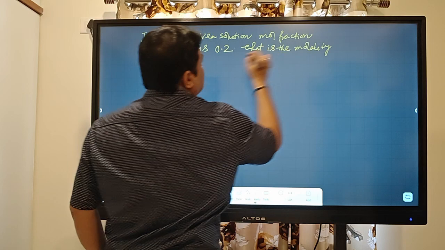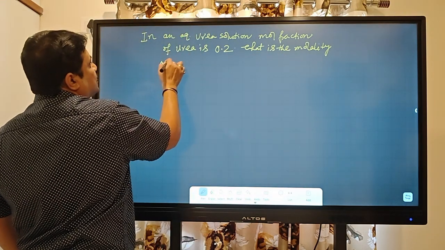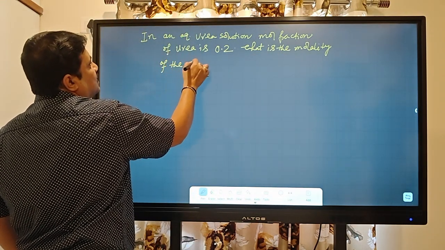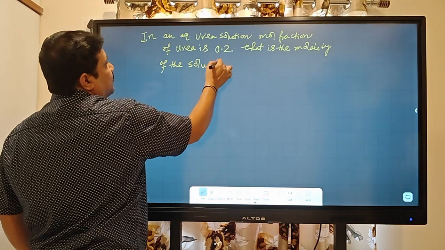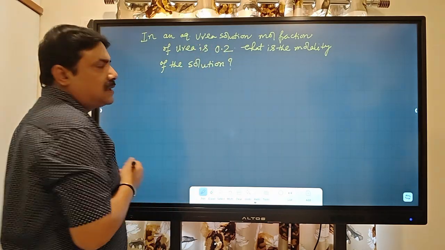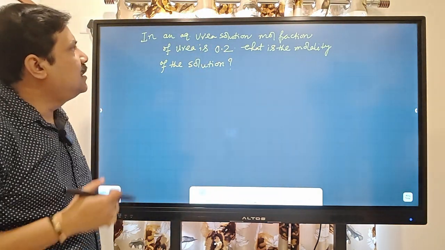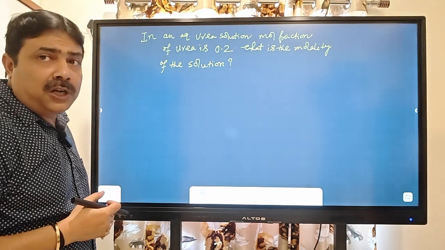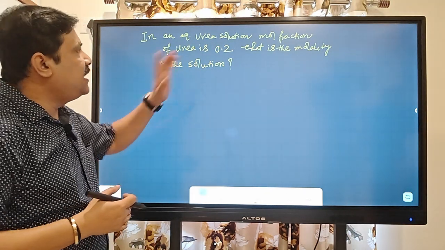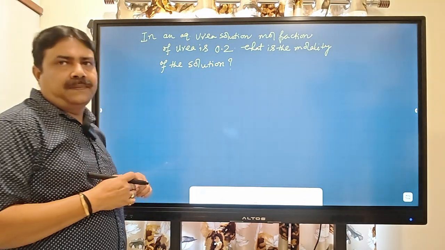Molality of the solution. What is the molality of the solution? Is it clear? This is the problem they asked. In an aqueous urea solution, the mole fraction of urea is 0.2. And what is the molality of the solution they are asking over here?